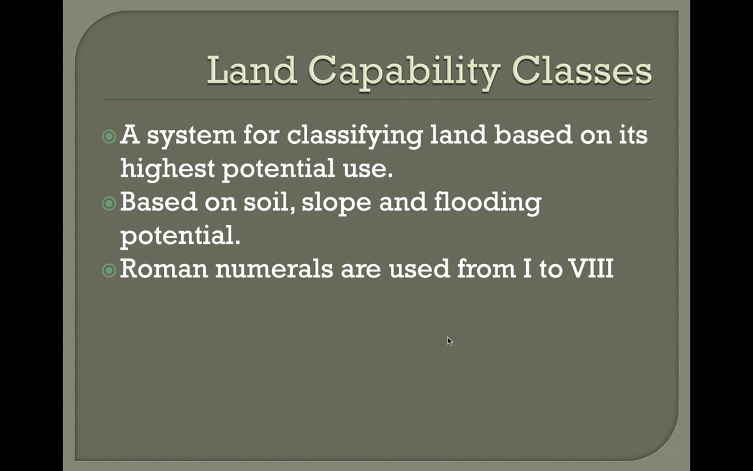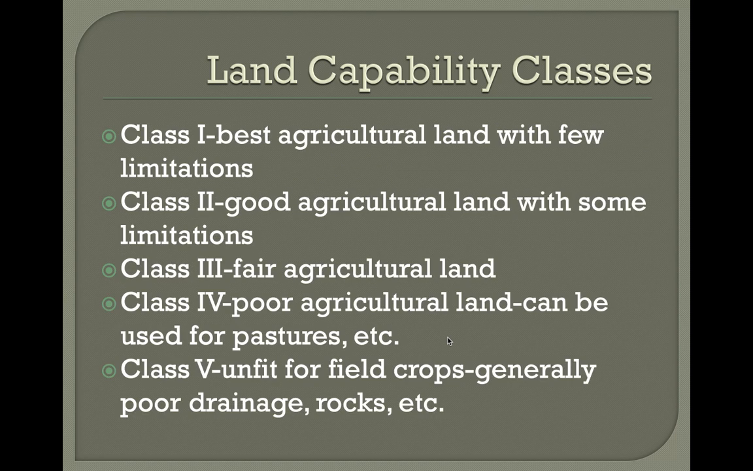So the Roman numerals are anywhere from 1 to 8. Ideal is 1. There's nothing perfect, but probably not a whole lot of limitations with a number 1. Number 2 is also good as well, and when you get down into number 3, still not bad. When you start getting to number 4, you're looking at things that are going to be good for pastures, maybe putting livestock on. Probably not necessarily the best cropland, but still can be used for agricultural purposes.